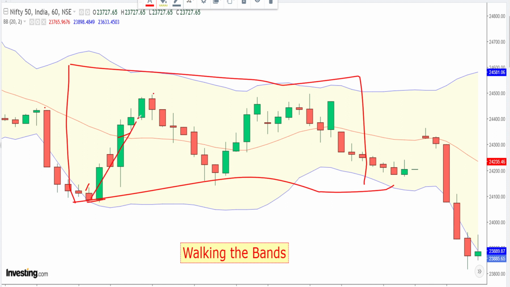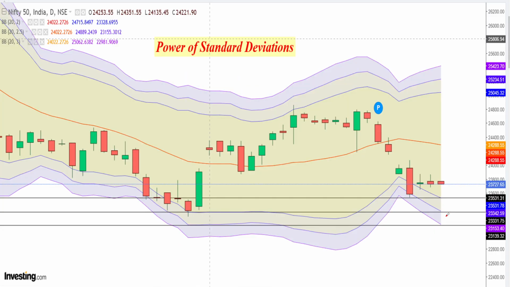So this is nothing but simply walking within the band. This is simply walking within the band. And when it's a breakout, see how steep the fall is. So these are the properties which are explained in 22 rules. Power of standard deviation. This is something you will not find in any video.